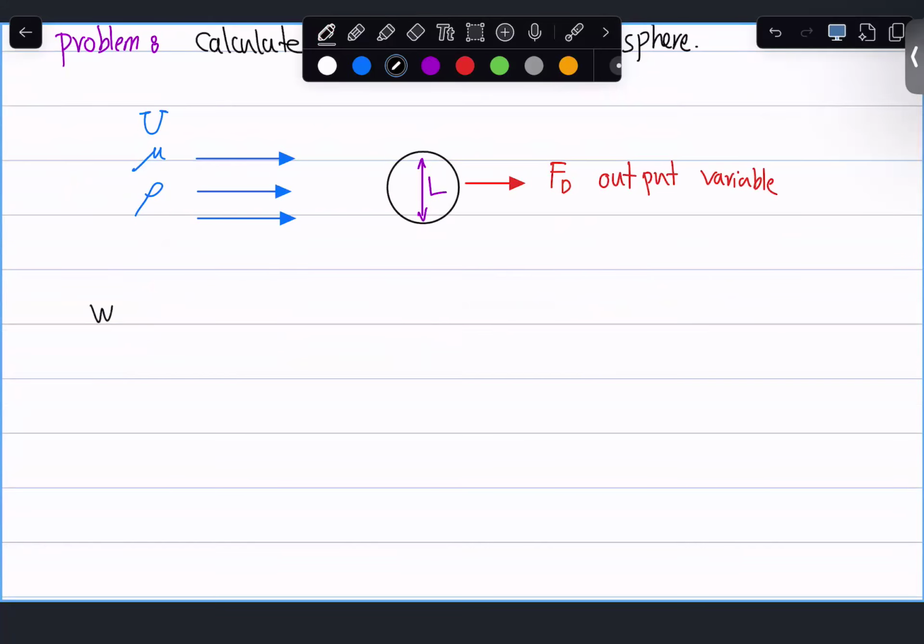Okay, so what we want is to get FD as a function of rho, mu, u, and L. That's what we're trying to do. Okay, so how do I do this? How do we find this? Let's say we want to do experiments. What kind of experiments do we need to perform to see how FD depends on all of these variables?